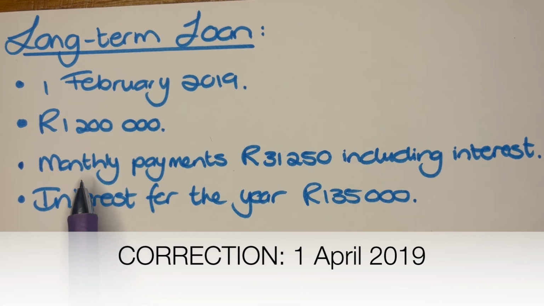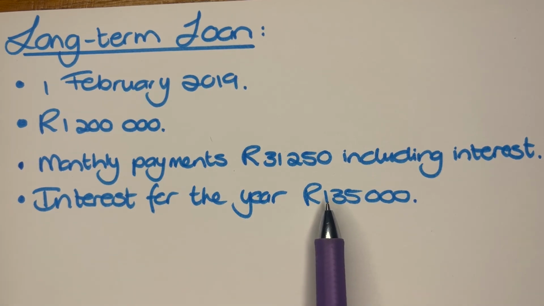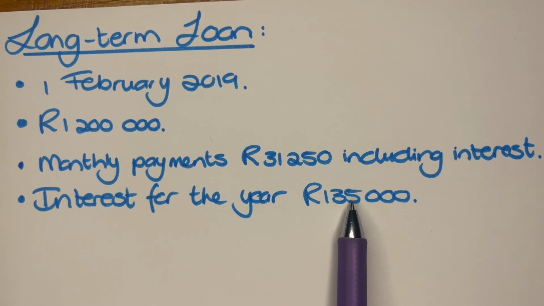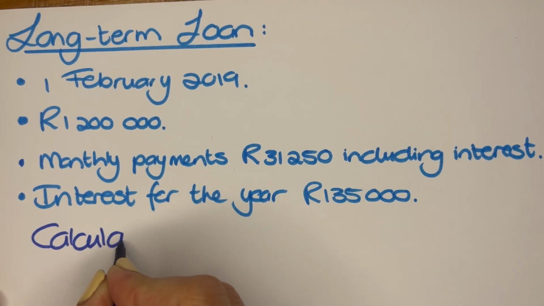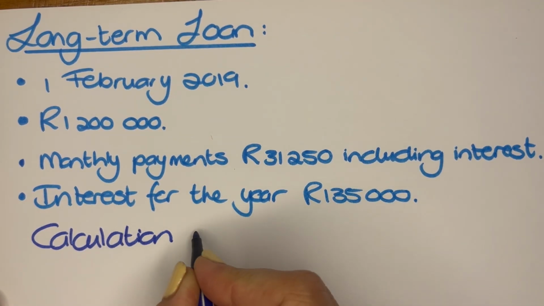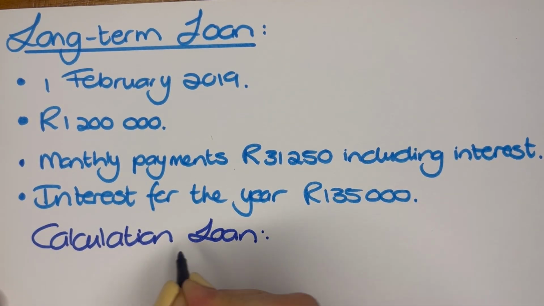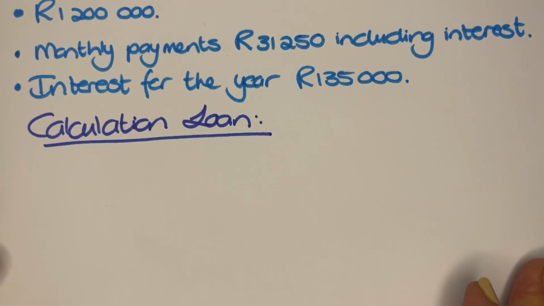But then they also mentioned there was monthly payments or installments. They call it installments as well, 31,250, but this included your interest. And luckily they also shared, or you figured it out early on in the exercise, that the total interest for the year was 135,000 Rand. So here's a very important calculation that you will definitely use somewhere for loan, be it in the cash flow, be it in the financial statements.